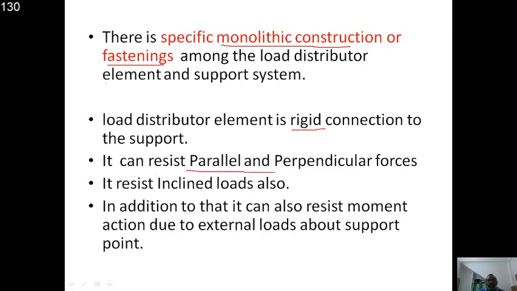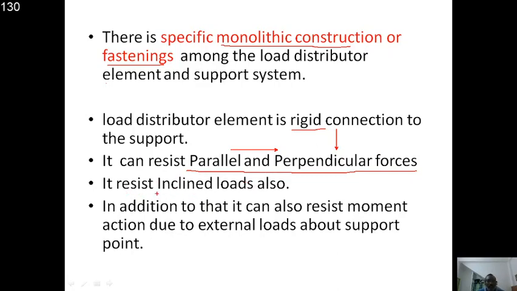So it can resist parallel and perpendicular forces. Parallel means horizontal forces, perpendicular means vertical forces. So it can resist both parallel forces and perpendicular forces, that means horizontal forces and vertical forces. Horizontal forces will be like this. This is the parallel or horizontal forces, and perpendicular forces are the vertical forces. So these are the vertical forces. Both of these can be resisted by this fixed support.